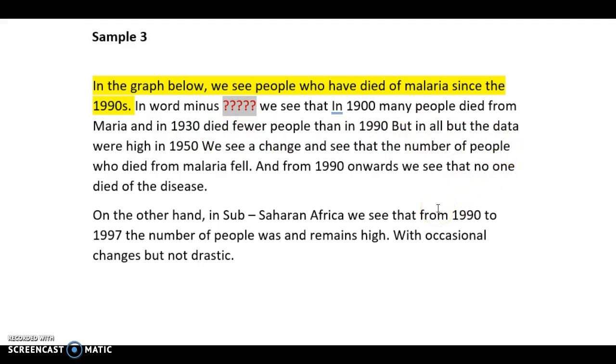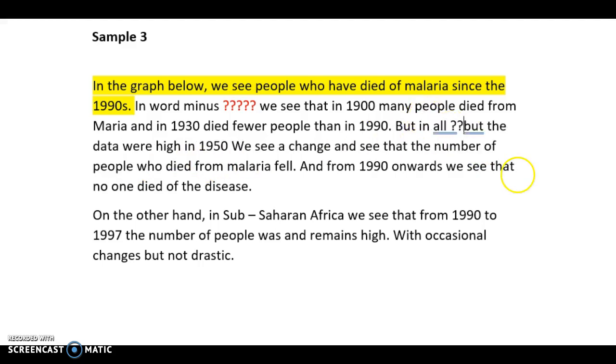And what have we got a problem here? First of all, we need some full stops. We see in the world minus something, we see that that's not a capital letter, many people died from malaria, and fewer people died than in 1990. Now what do we need? We need a full stop there. But in all, but the data, again, what are we missing here? We're missing the exact, what are you talking about? The world, sub-Saharan, the world minus sub-Saharan.